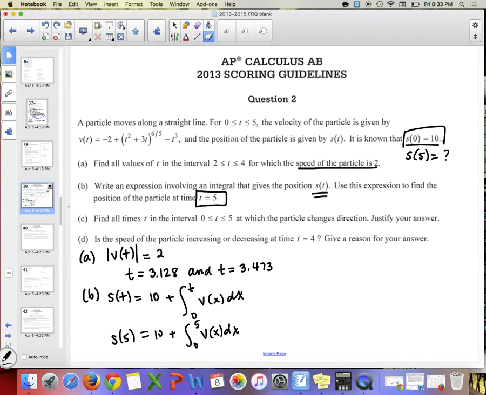So I'm going to have 10 plus a negative 19.207. That's a little sloppy. So your answer is negative 9.207. Okay, and we don't know the units. It doesn't say feet or meters or anything like that. So we're good. All right, the next one.